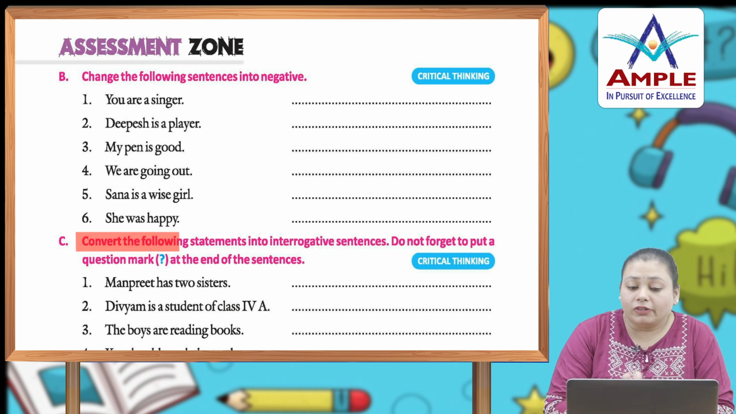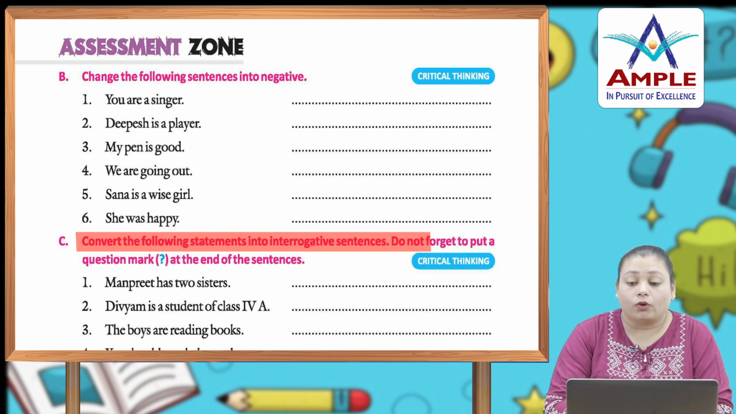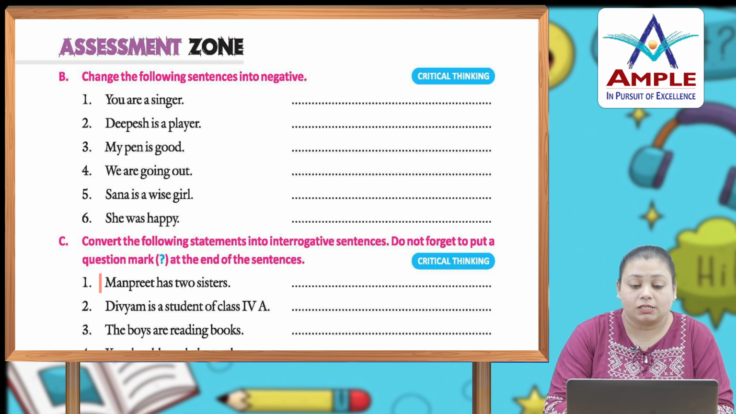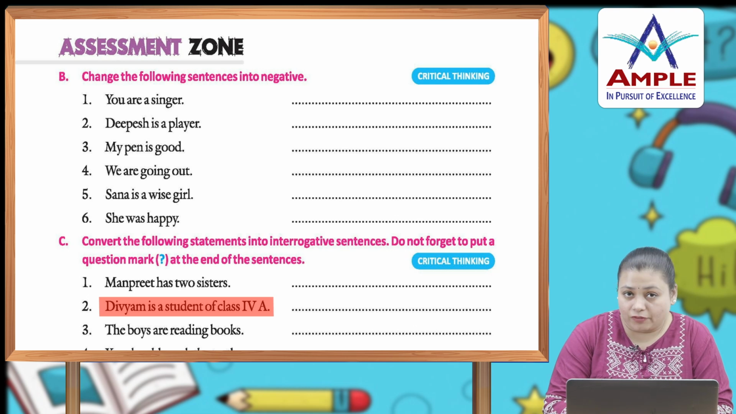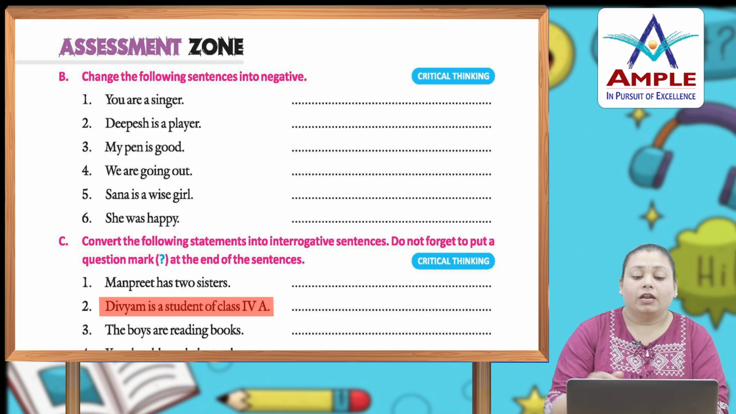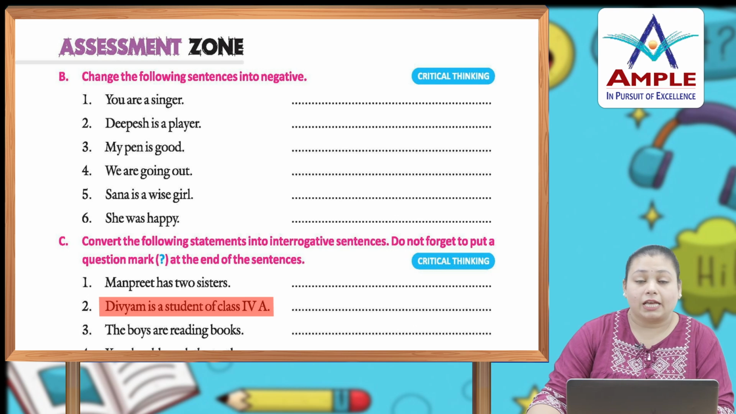C. Convert the following statements into interrogative sentences. Do not forget to put a question mark at the end of the sentence. Number 1, Manpreet has 2 sisters. Has Manpreet 2 sisters? So here you have to put has before Manpreet and a question mark after sisters. Okay, that's how you make a sentence into an interrogative sentence. Now number 2 is Divyam is a student of class 4th A. Is Divyam a student of class 4th A? After that you have to put a question mark. Okay, now read the sentences and convert them into interrogative sentences on your own.